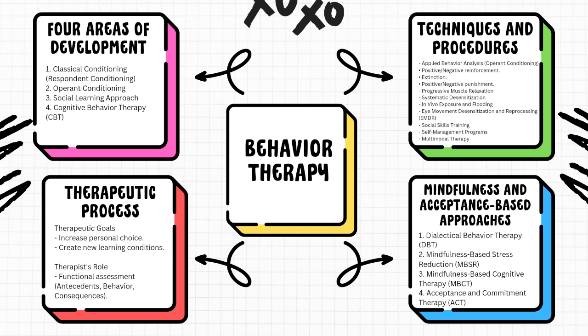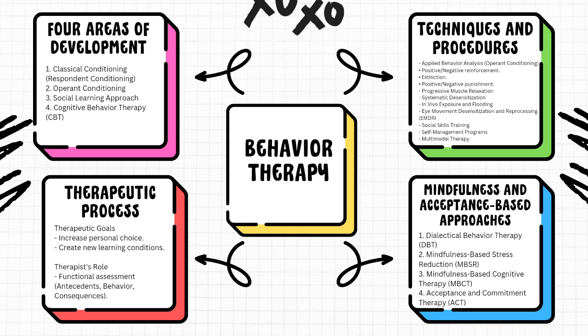First, we have classical conditioning. Think of Pavlov's famous experiment wherein dogs salivate when they hear a bell. This is about learning through pairing. Then we have operant conditioning. Our behaviors are influenced by the consequences, rewards, or punishments that follow them.